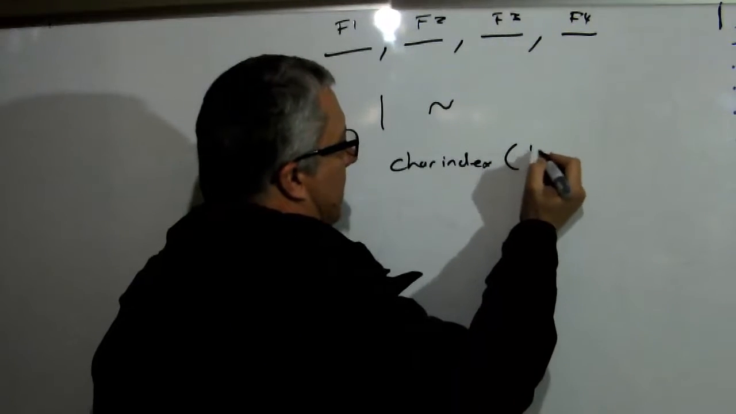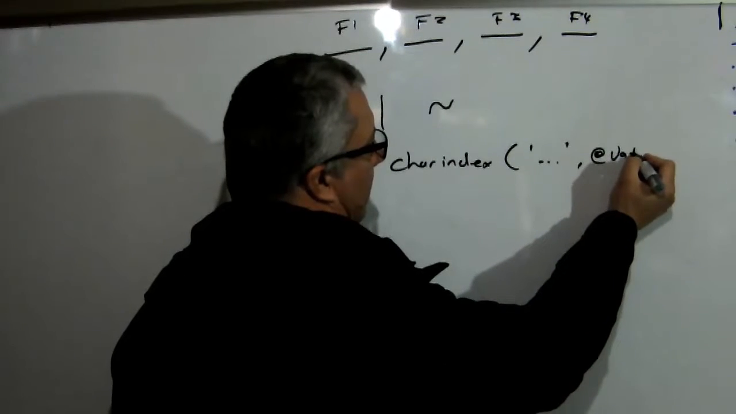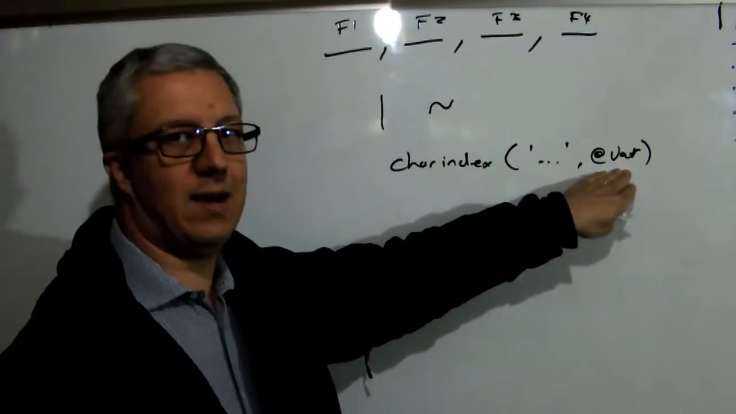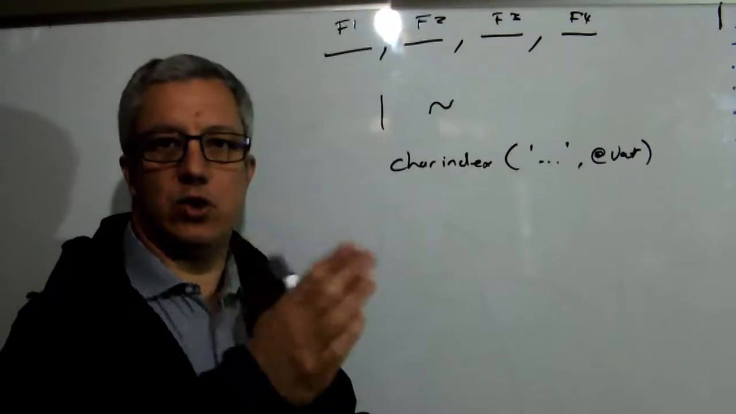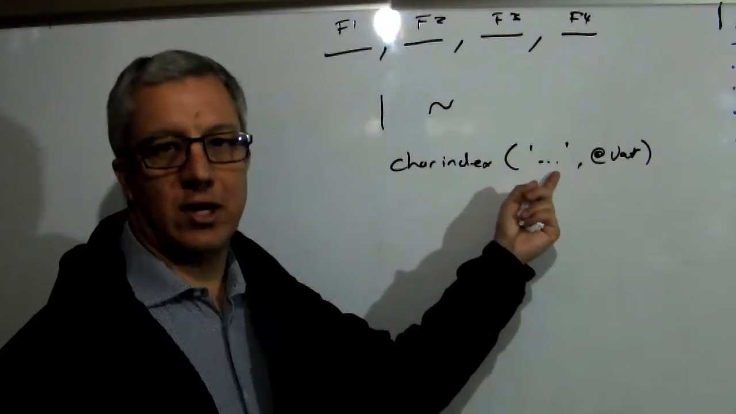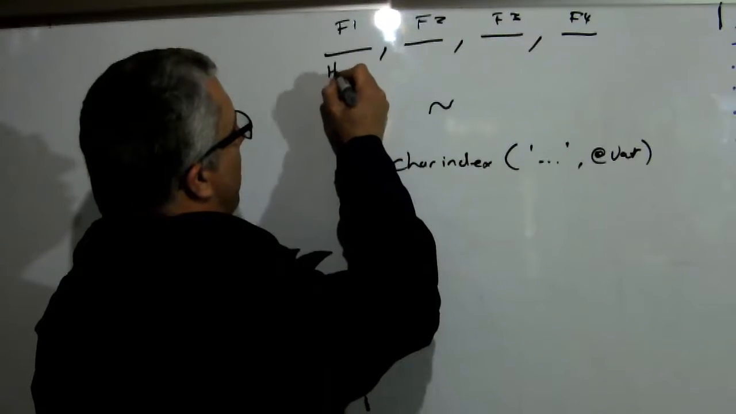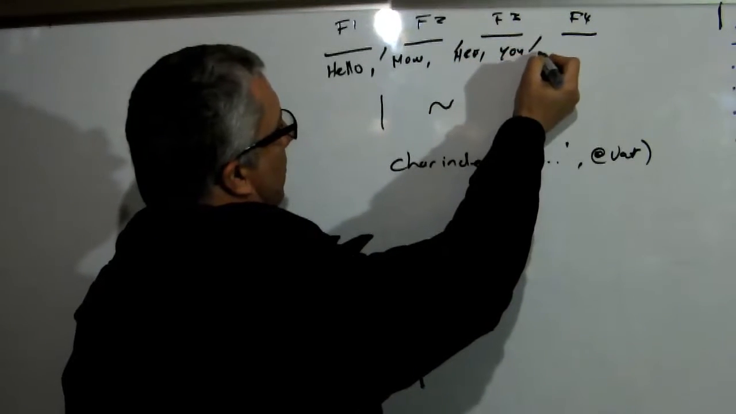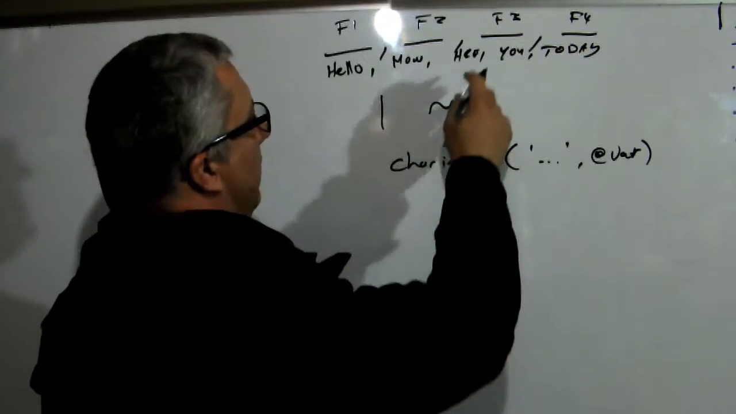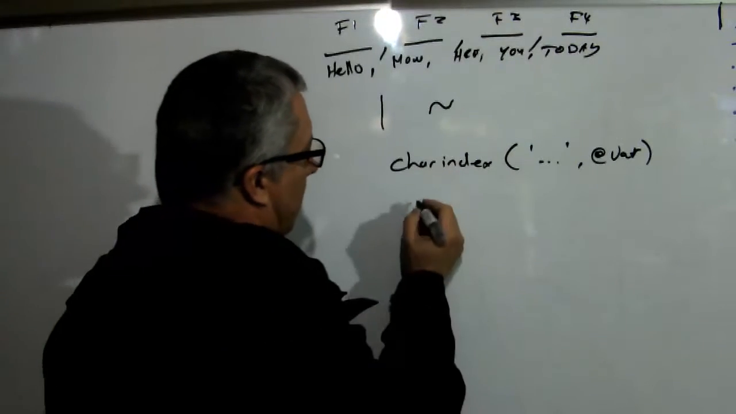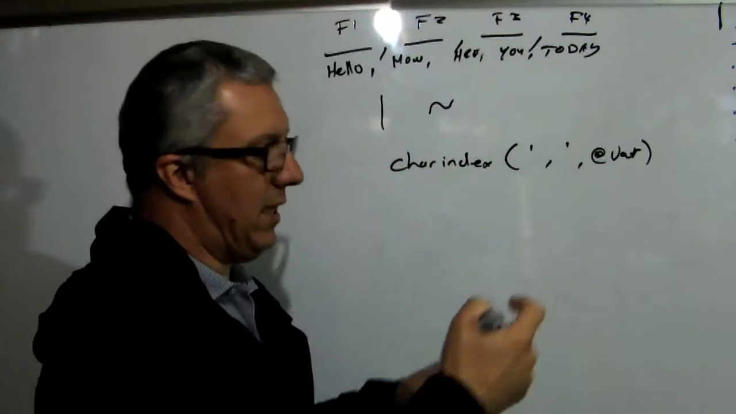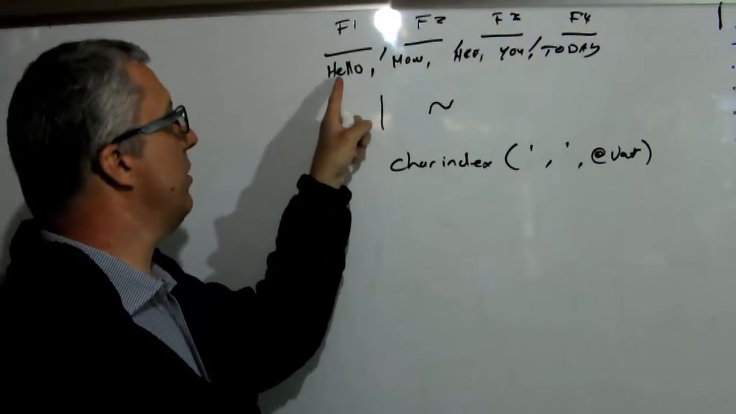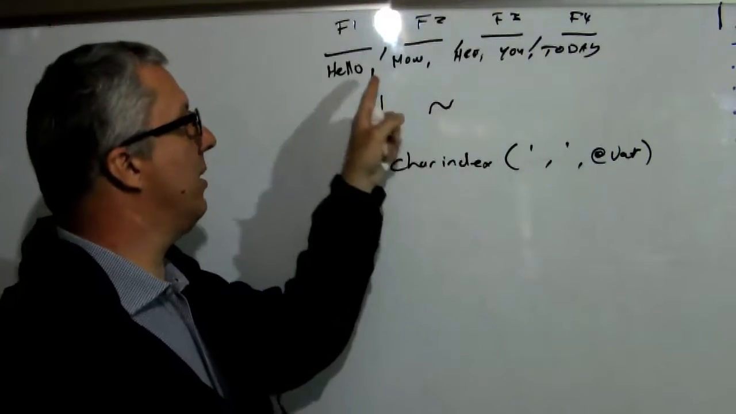The char index function basically says look for this in that. It finds the position of this character in that variable. Char index is 1 based, so the first character is always number 1. If it doesn't find that character, it's going to return a 0. So if we, for instance, have the word hello, then a comma, and how are you today, there's my list. If I do a char index of a comma in my string, it will find the first instance of a comma, which gives me the value of 6. So it's 1, 2, 3, 4, 5, 6. The position of that comma is position number 6.